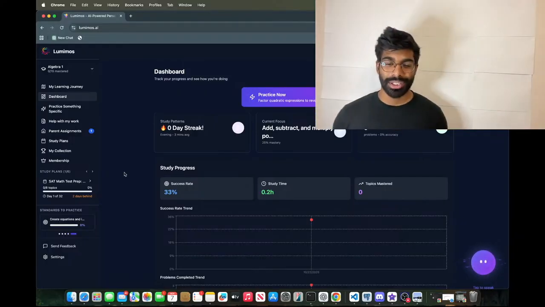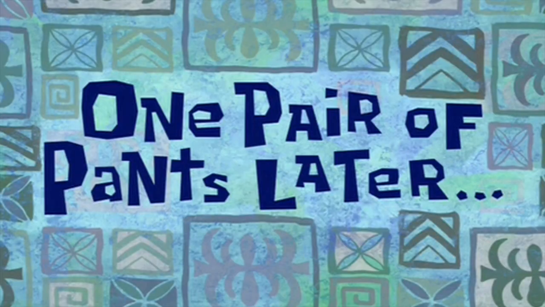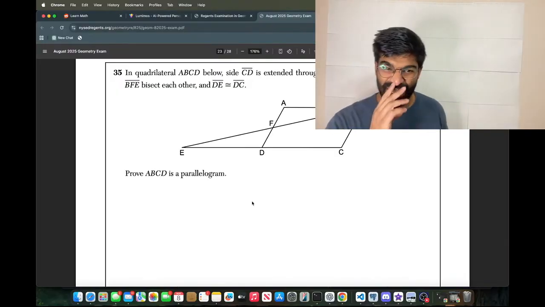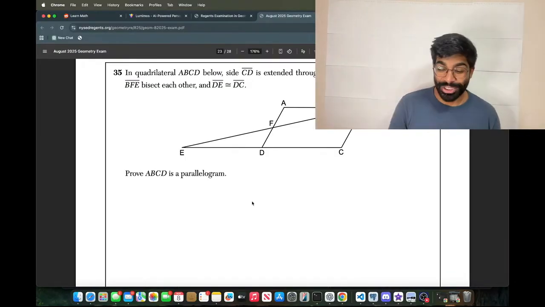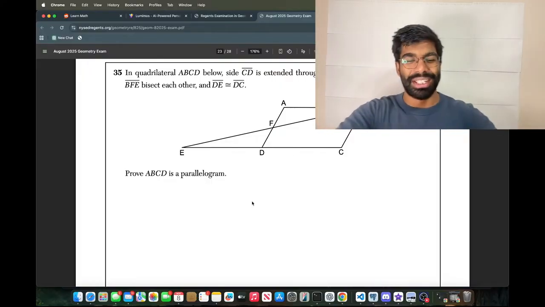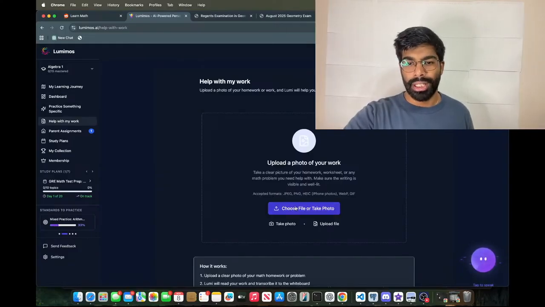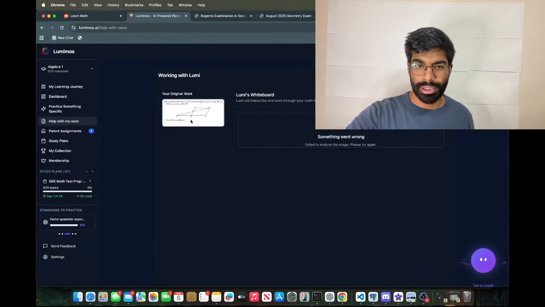So today what we're going to be looking at is Lumi's ability to draw. One pair of pants later. We're going to start with the geometry regions. So we can see here, right? I'm going to be completely honest, I don't know how to do this. So I think this is the perfect question because I don't know how to solve it. Just like before, going to go to help with my work and upload that screenshot I took. Oh no, something went wrong.